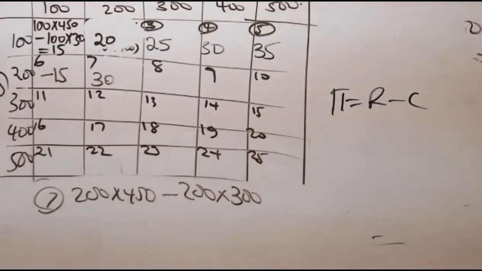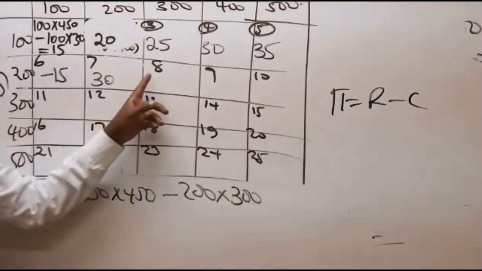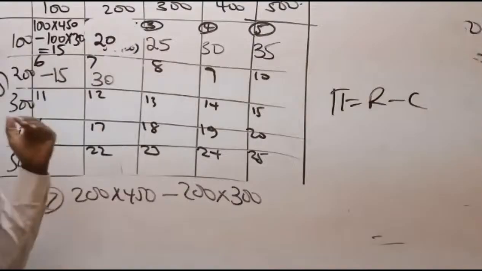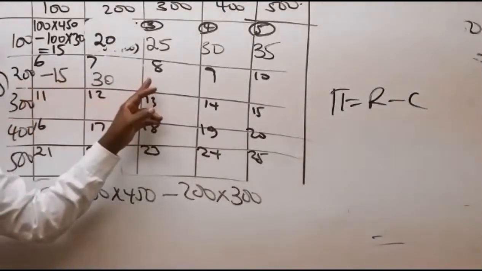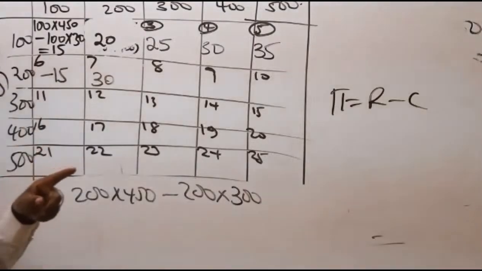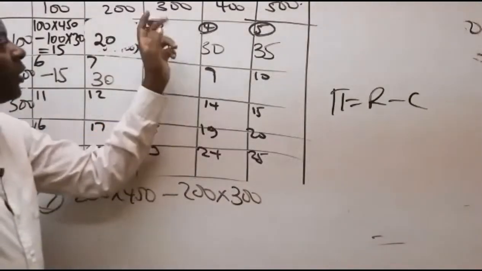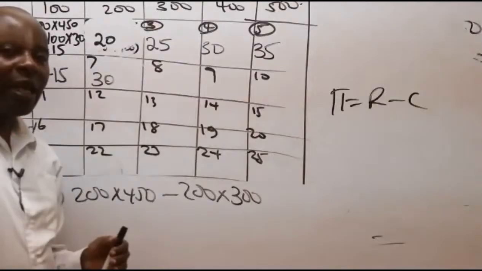Jerry Mwangi wants me to do cell number 8. Look at cell number 8. What is happening in cell number 8? In cell number 8, we have supplied how many? 200. But how many have been demanded down there? 300. So the demand is more.